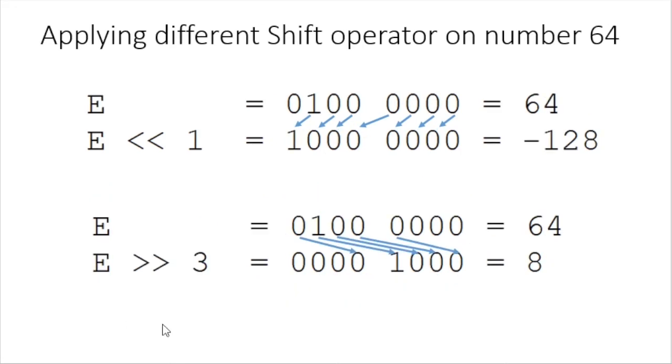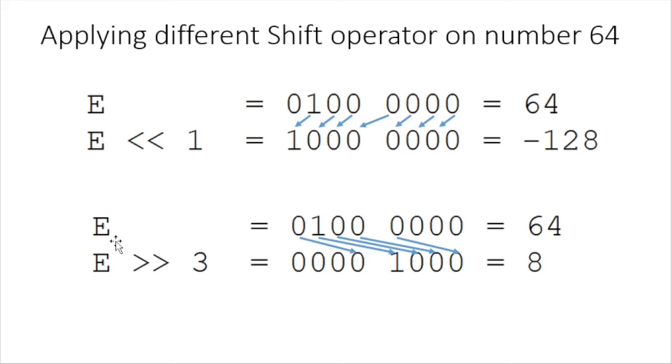Okay, let's move to the last slide. Now we are applying the shift operator on 64. Why have I chosen this number? This number has the maximum bit which is not the sign bit. Among the actual number bits, the maximum bit is 1. So when we shift it by 1, it simply overrides the sign bit and becomes a negative number. So this is one example where we are turning a positive number into a negative one.